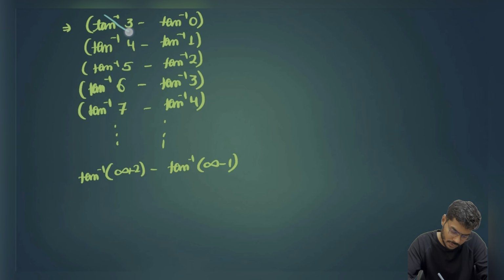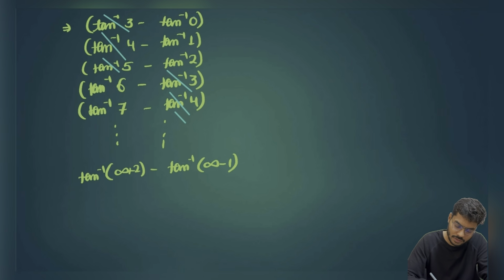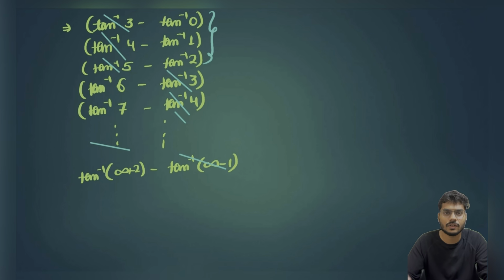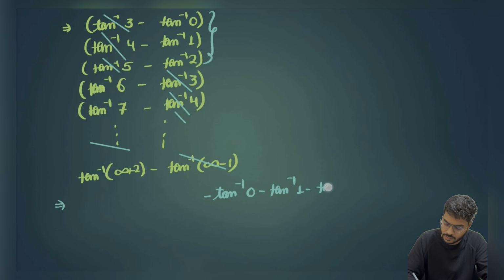Can I say that tan inverse 3 will cancel out? Tan inverse 4 and tan inverse 4 will cancel out. Tan inverse 5 will cancel out in the next term. So how many terms are left in the starting? 3 terms left in the starting, right? So 3 terms are also left in the ending. What are the terms left in the starting? The starting terms are minus tan inverse 0, minus tan inverse 1, minus tan inverse 2. So 3 terms here also.